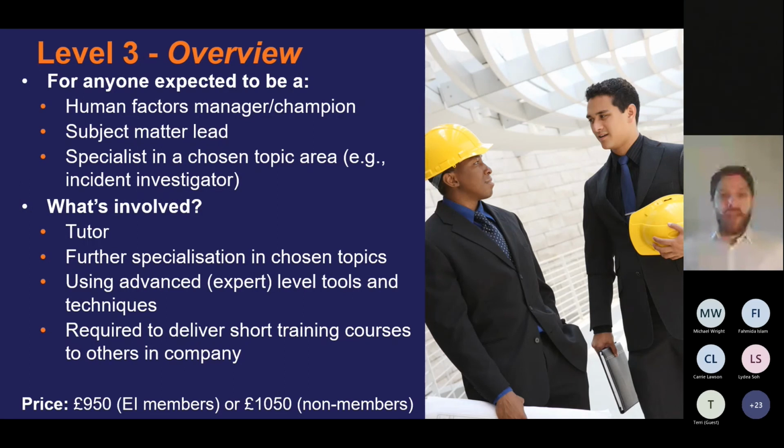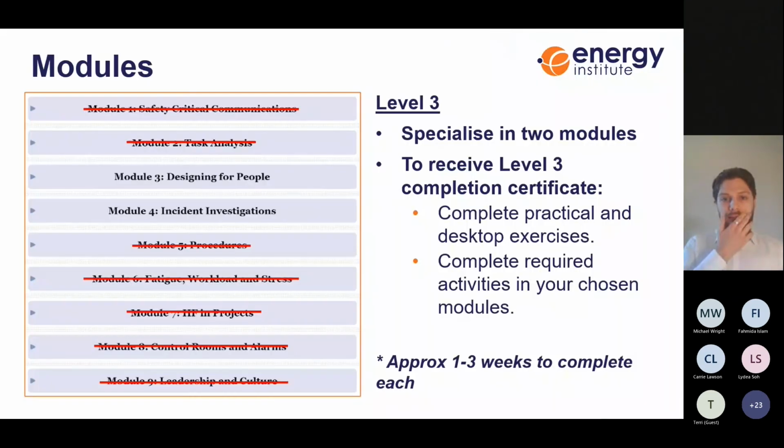Level 3 is for anyone expected to be a human factors manager or champion, subject matter lead, or a specialist. For this level, you choose 2 modules to continue specializing in, and just like level 2, you'll have a tutor as well. To get the final end of course certificate, you only need to pass the activity report for the 2 modules that you choose. There are no end of module quizzes for level 3. And the estimate is that it takes approximately 1 to 3 weeks to complete each module.